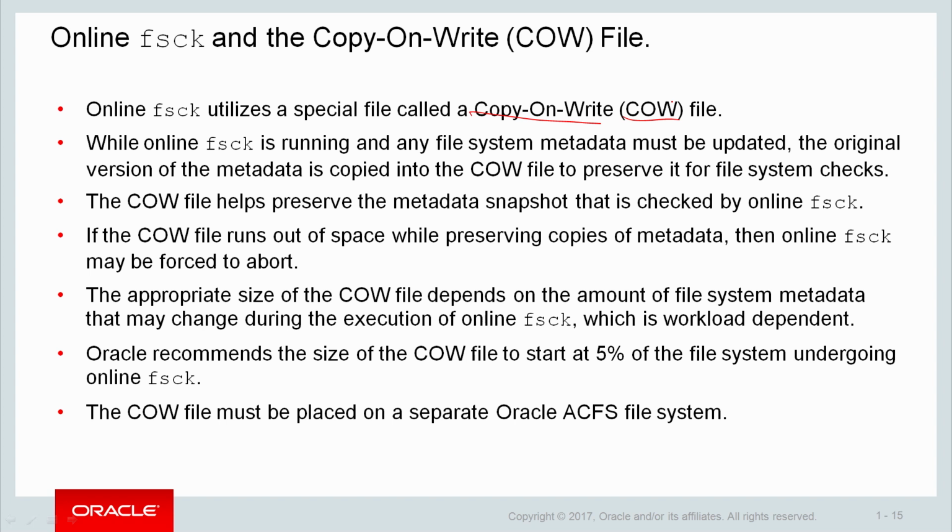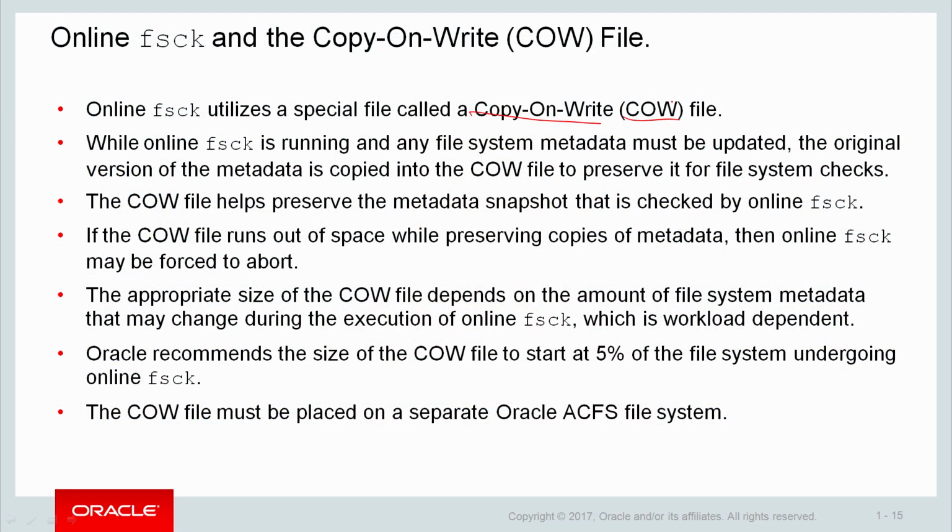If the COW file runs out of space while preserving copies of metadata, then the online FSCK command will be forced to abort. So it's important to make sure you do have enough space. The appropriate size of the COW file depends on the amount of file system metadata that might change during the execution of the online FSCK, and this is largely workload dependent. Oracle recommends as a starting point that the size of the COW file should be about 5% of the file system that you're doing the online FSCK check on.